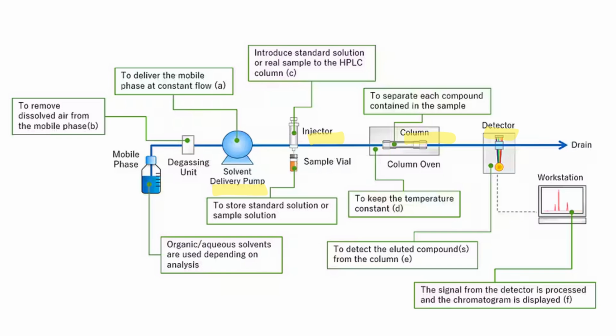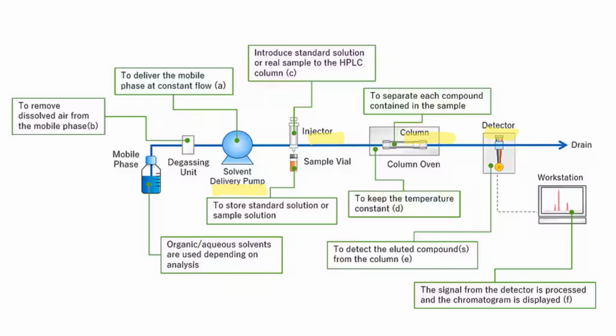And then we also have the detector. The detector is responsible for monitoring the separated compounds as they elute from the column. Common detectors include, again, UV, fluorescence, or mass spectrometers. Because those measure different properties like absorbance or mass, they help identify and quantify the analytes.